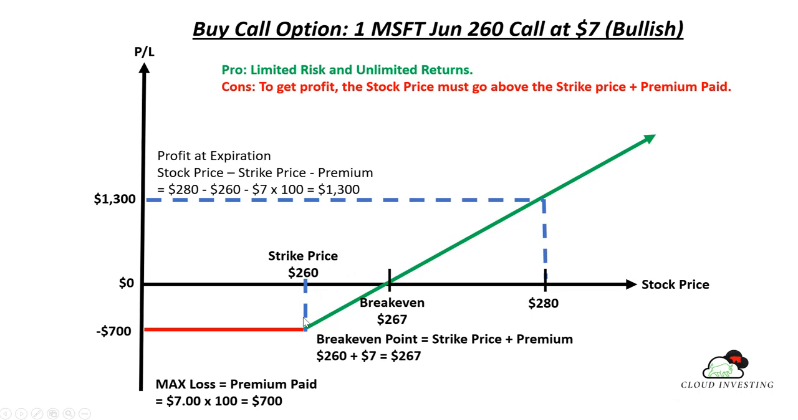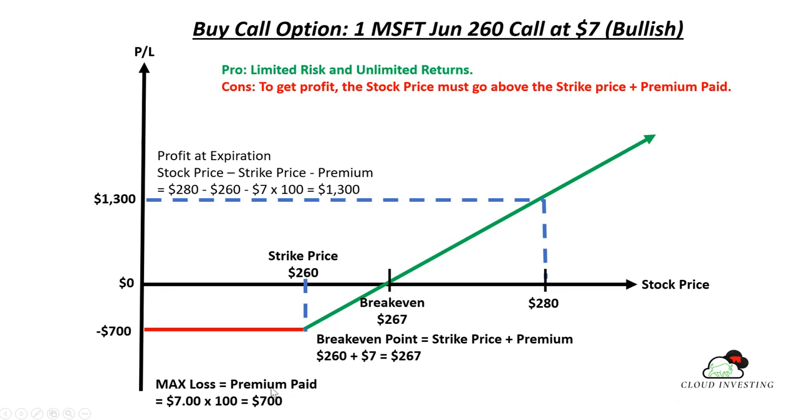So what is your break even? If you are the buyer, the break even point is the strike price plus the premium that you pay. The premium is $7 here, so 260 plus $7 equals $267. This is your break-even price. So what is your max loss?